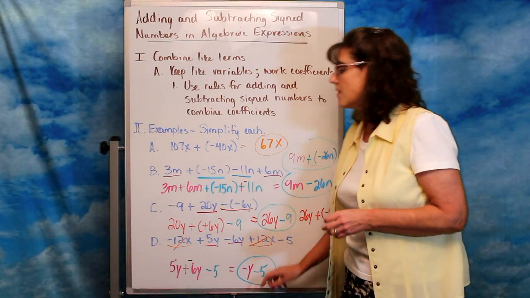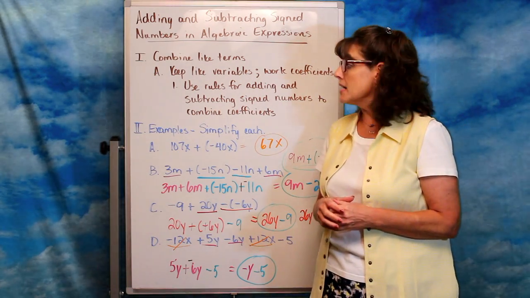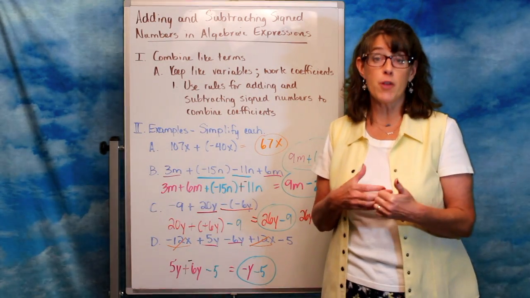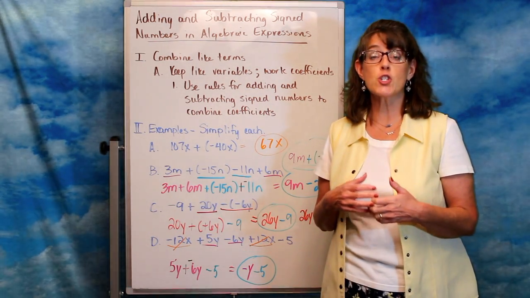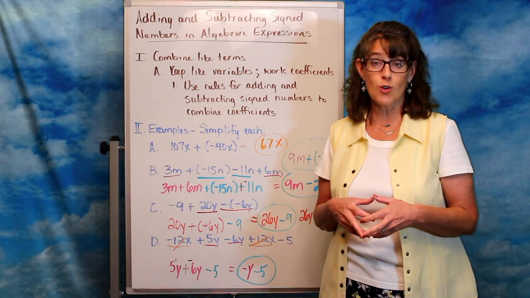So you can see that when it comes to your algebraic expressions, the idea is to combine like terms. Keep the variables that are the same, and just work the coefficients, going back to your rules for adding and subtracting signed numbers in order to work those coefficients.